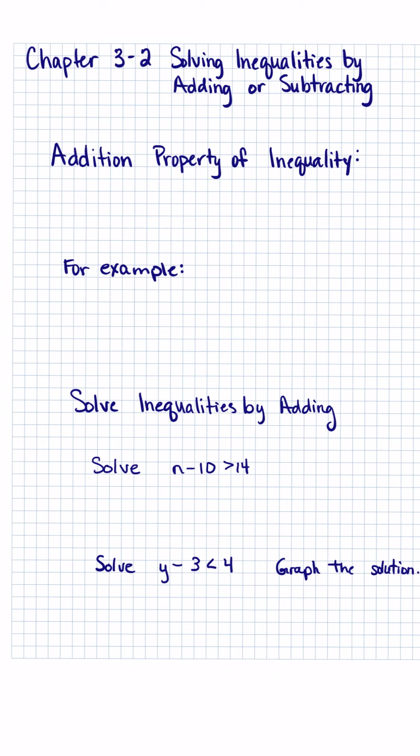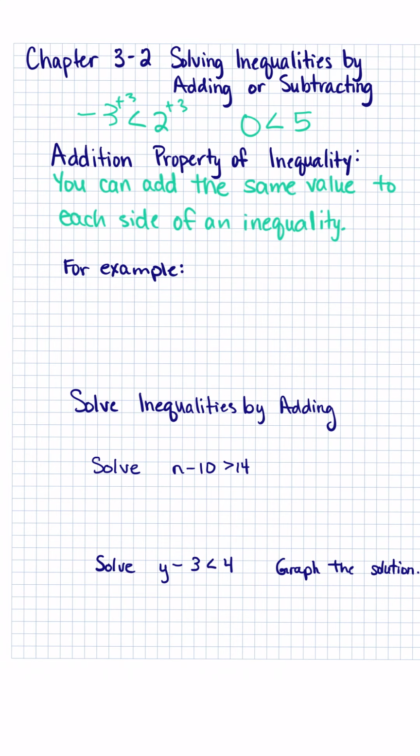So if you have -3 is less than 2, and you add 3 to each side, you get 0 is less than 5. The inequality is still correct. So the addition property of inequality says you can add the same value to each side of an inequality. Go ahead and write that down.